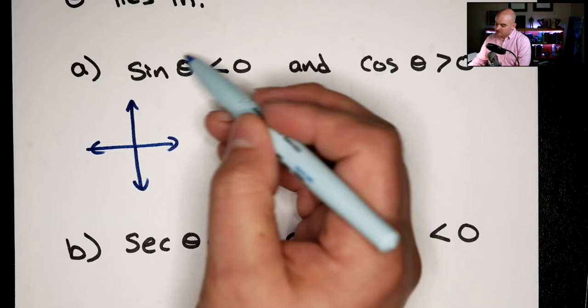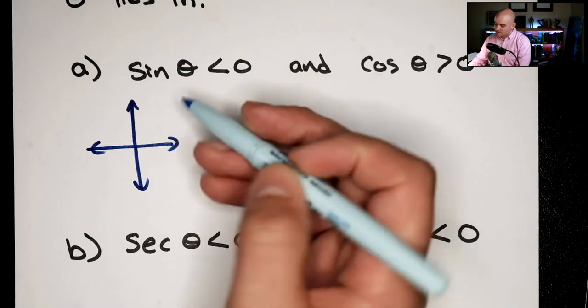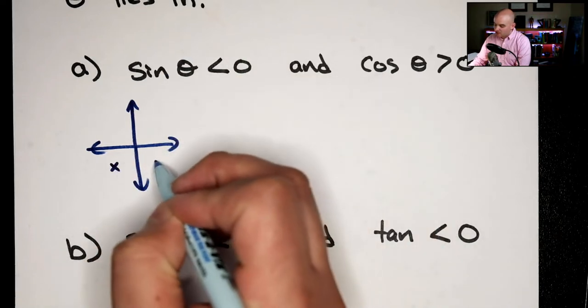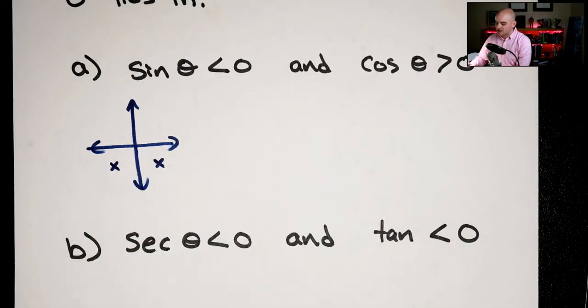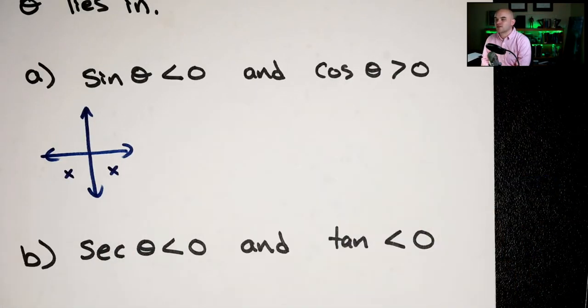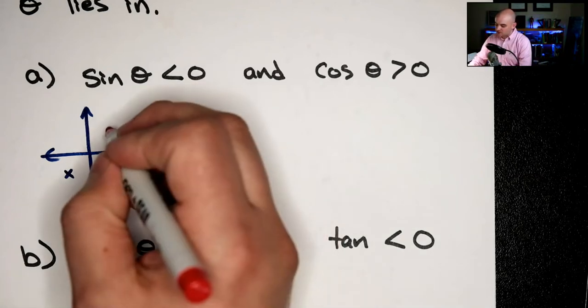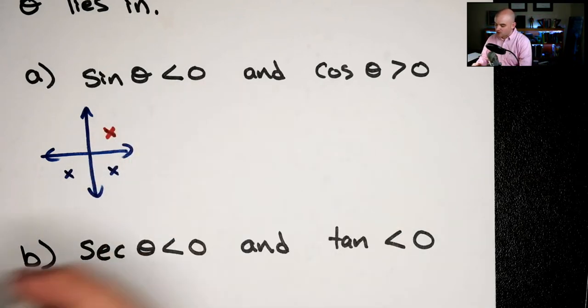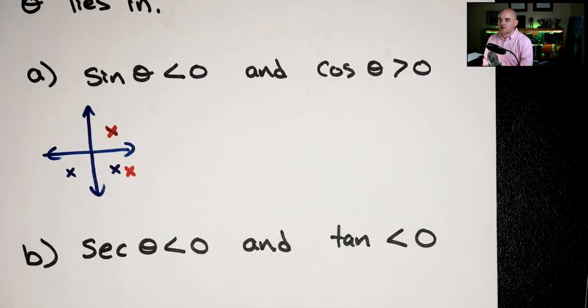And so since sine is less than 0, that tells me that I'm either going to be in this quadrant or this quadrant if the sine is negative. Then it says the cosine is greater than 0. That's a fancy way of saying cosine is positive. Well, the cosine is positive when x's values are positive. So that tells me I'm either in this quadrant or quadrant 4 down here.